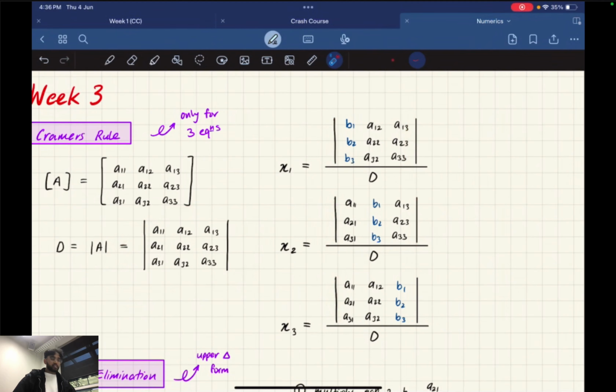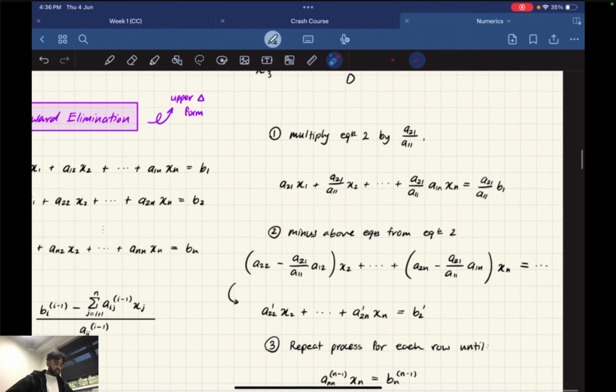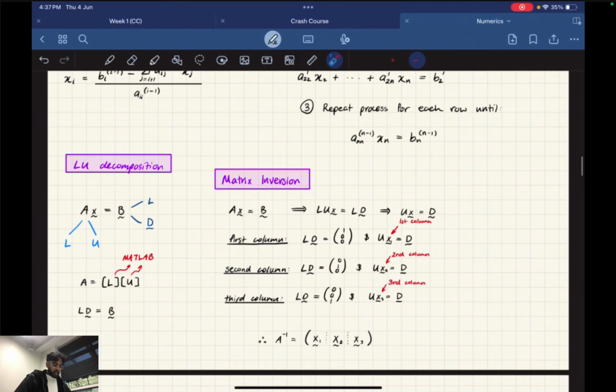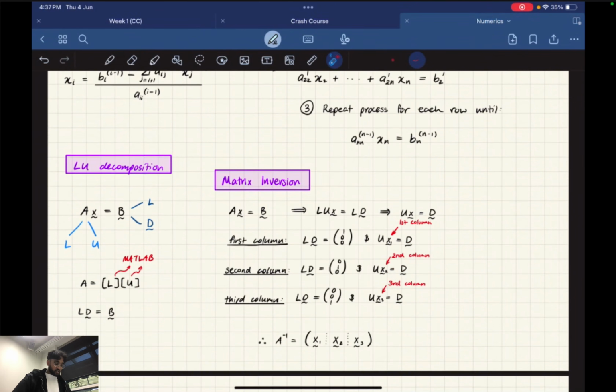Cool. There's really no understanding behind it. It's like looking at it and just plugging it in. Forward elimination, that's something that we've actually done in the past in Math 1A, 1B. Gaussian elimination, forward elimination, backward elimination, LU decomposition, all that stuff. Matrix inversion, things that we've done in the past. So just a bit of revision.